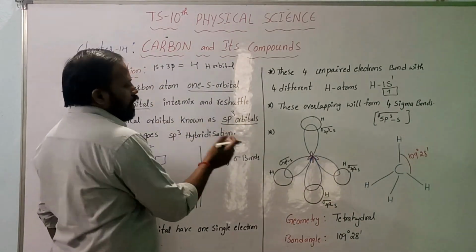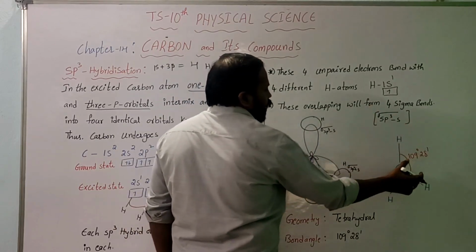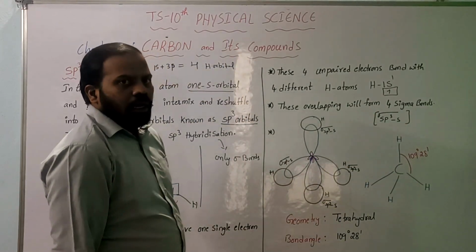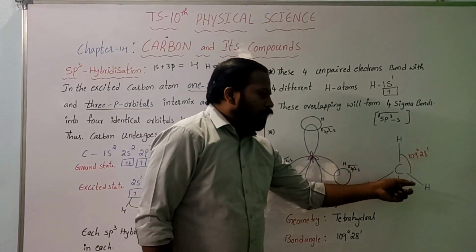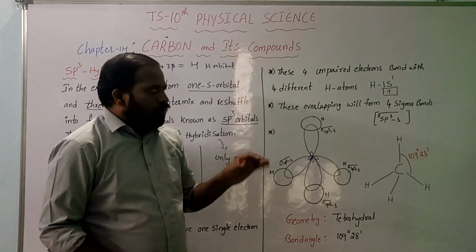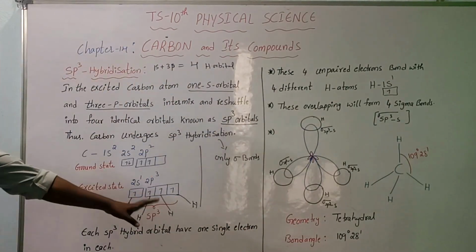Here the central atom is carbon, and the remaining atoms are hydrogen. How is it arranged geometrically? The geometry is tetrahedral. The bond angle between two bonds is 109 degrees 28 minutes. So this is regarding sp3 hybridization. Once you can say this, note it down.